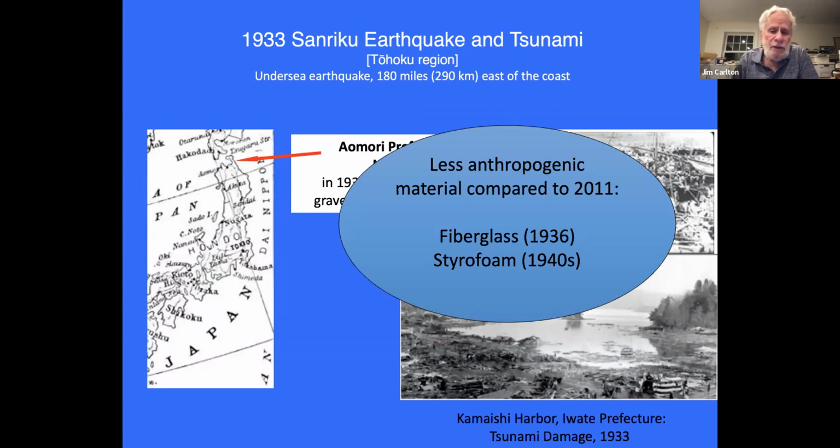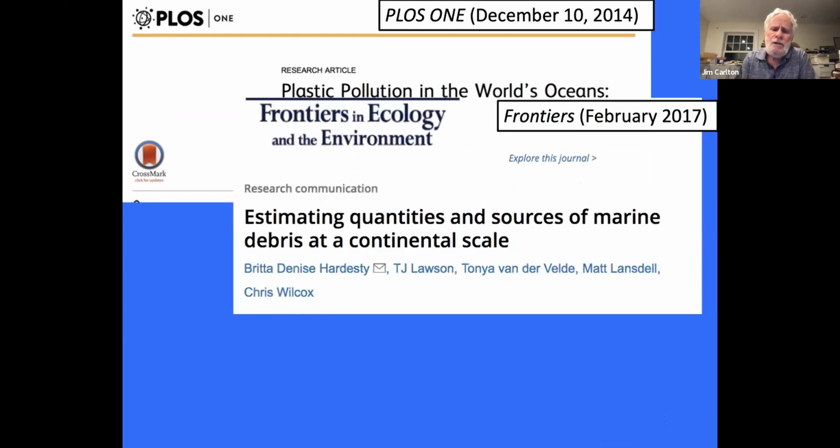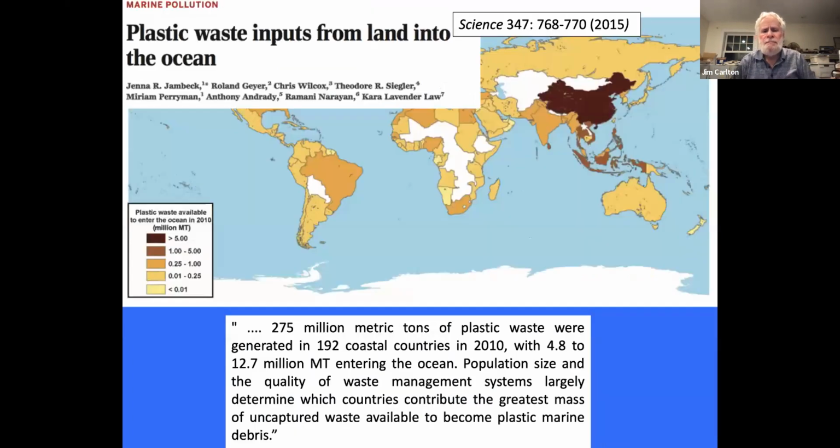Fiberglass comes in 1936, styrofoam in the 1940s, but that's just when they were invented. In reality, plastics become something very much at the last part of the 20th century. And we know that from this increasing awareness of the amount of plastic material that is out there. Now, a series of papers started coming out in the last decade, trying to describe the amount of material that was out there and the scale of it. Here's a paper from now 7 years ago, noting that nearly 200 coastal countries generate plastic waste. And that was from 7 years ago.